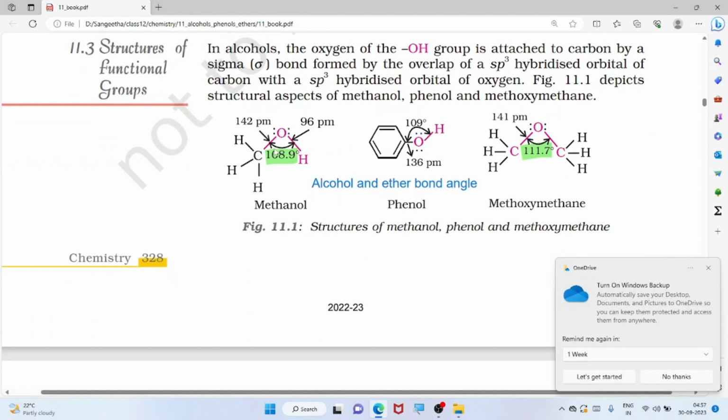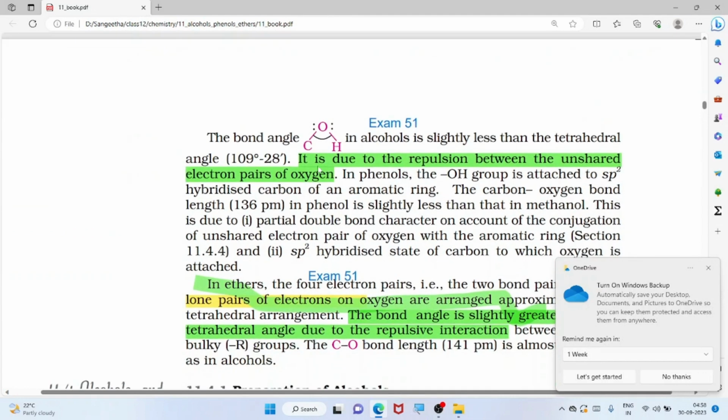See here, see the bond angle in the alcohol. In case of alcohol, it is around 109 degree COH bond angle. But in case of ether, COC is around 111. Okay, this is important: alcohol and ether bond angles. Why this bond angle? Due to the repulsion between the unshared electron pairs.